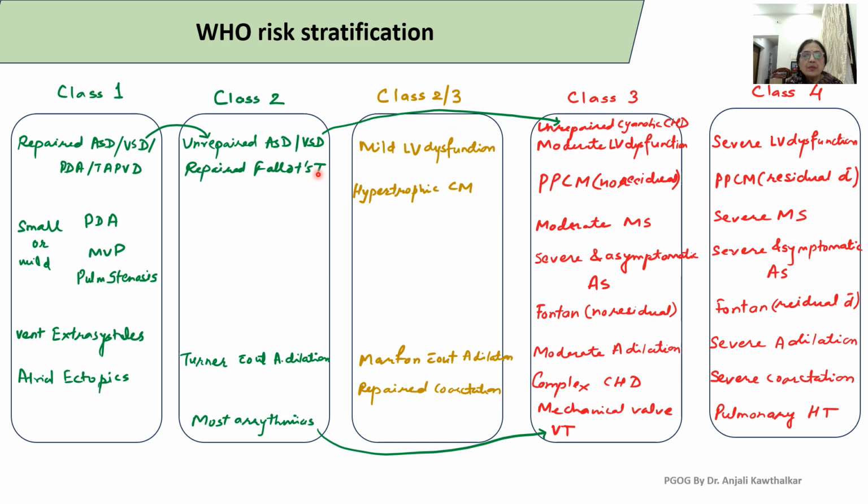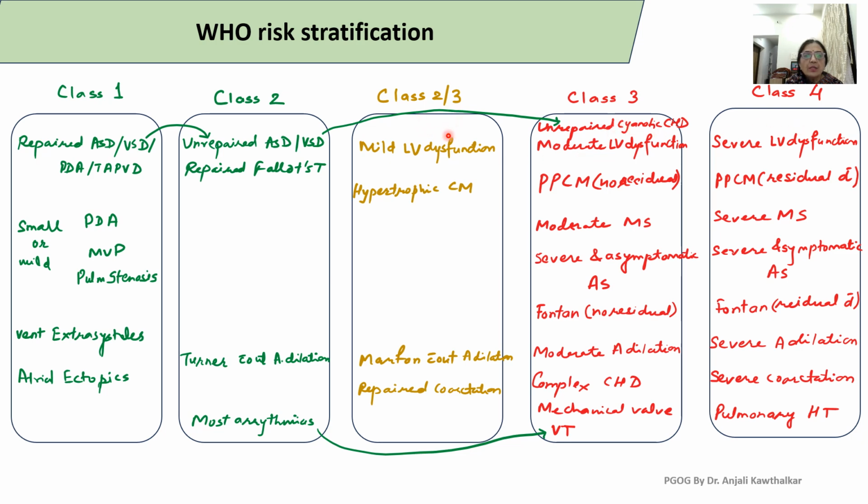Turner without aortic dilation is in class 2, and most arrhythmias belong to class 2. Class 2/3 is midway between this safe disease and the very unsafe situation, and that is why, like a traffic signal, we can remember green for class 1 and class 2, orange for class 2/3, and red for class 3 and class 4.